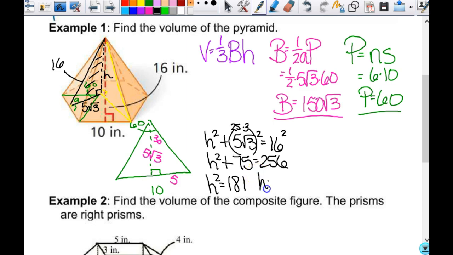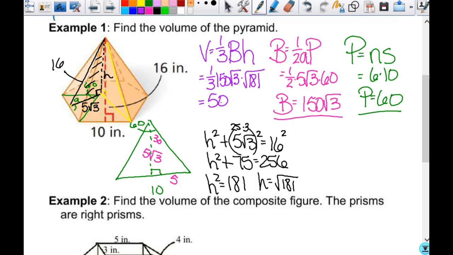All right, so h is equal to the square root of 181, and I'll just go ahead and tell you that's a prime number, and there's nothing we can do with it. It's just ugly. So I'm going to substitute this in: 1/3 times big B, which is 150 square root of 3, times the height, which is the square root of 181. So what can I take the third of? 150, right? So this is going to be 50.